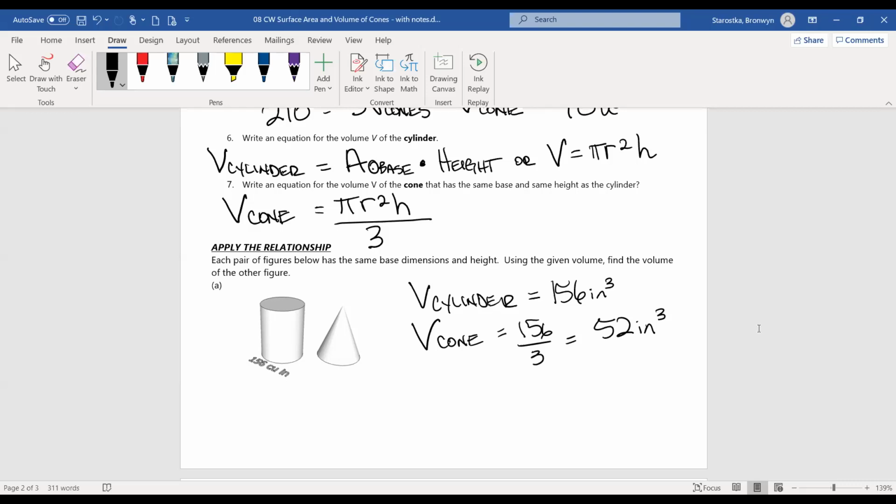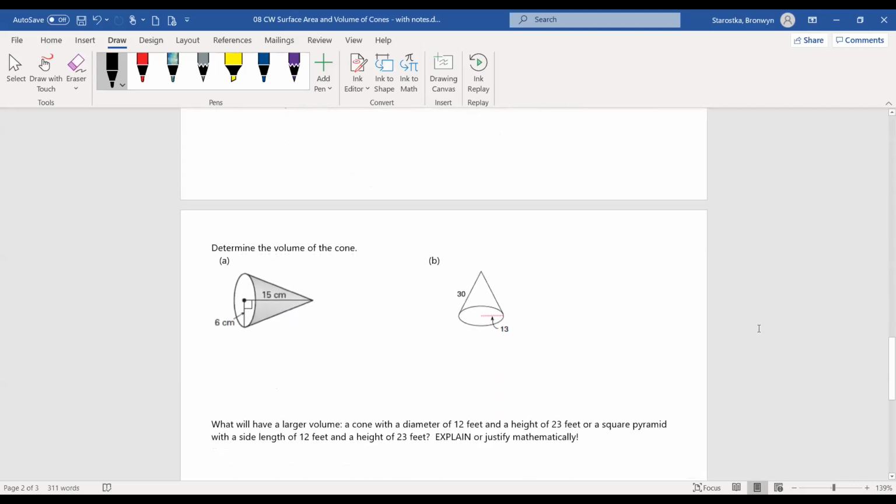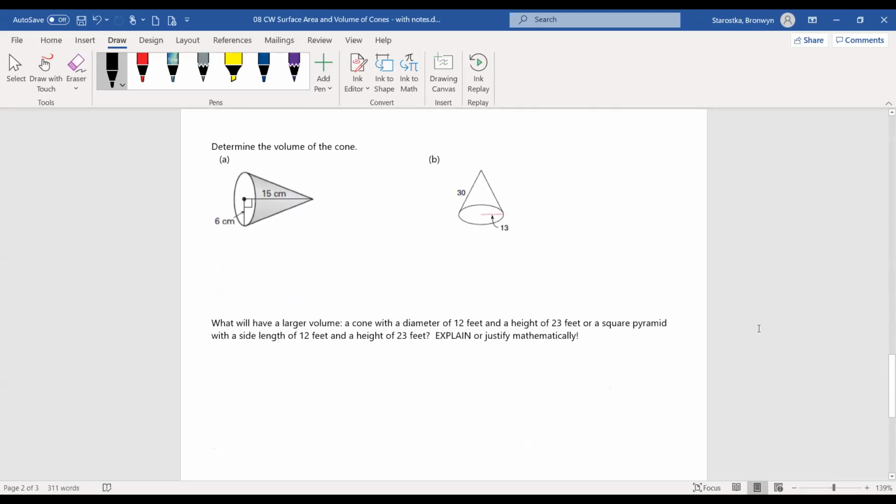All right, let's look at a couple practice problems. Determine the volume of the cone. Well, volume, pi 6 squared times 15, that's the prism, divided by 3. We're just going to leave everything as exact. So I'm going to say volume 36 times 15 divided by 3, 180 pi centimeters cubed.